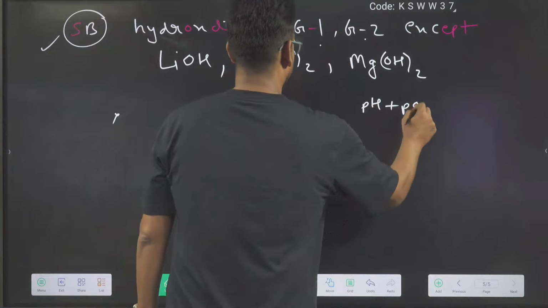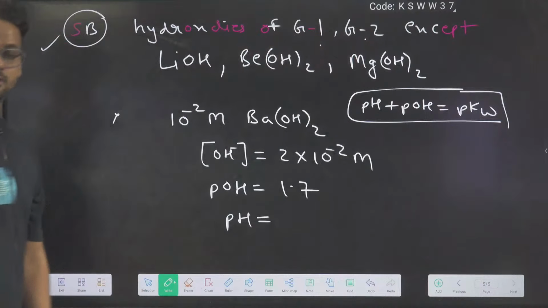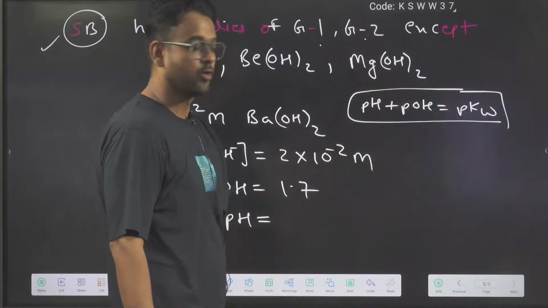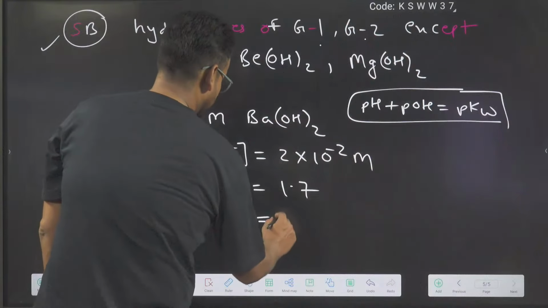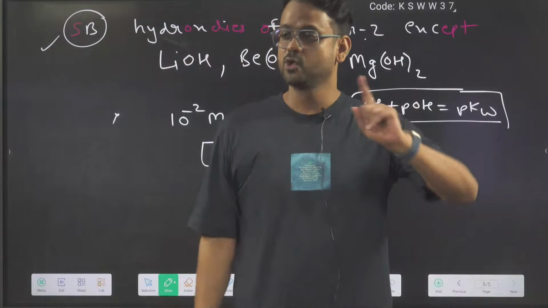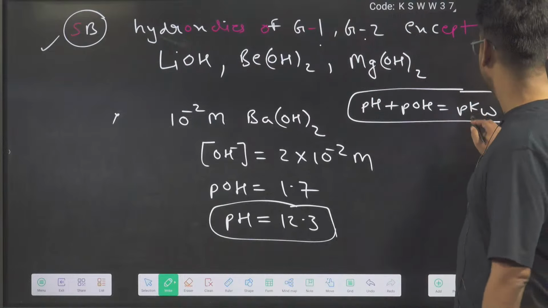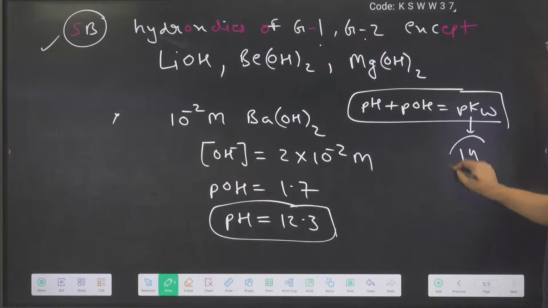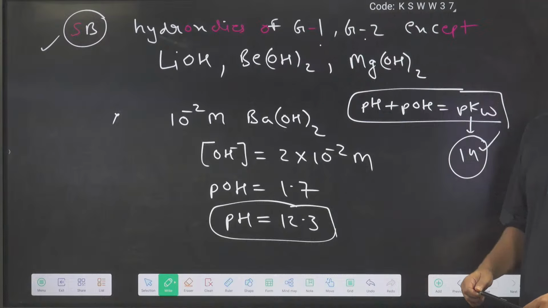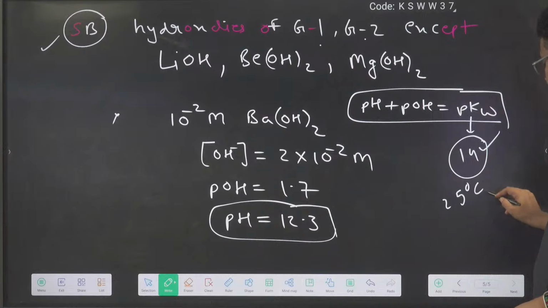pH plus pOH is equal to pKw for an aqueous solution. And at 25 degrees centigrade, pKw is 14. So your answer over here will be 12.3. This is how you will calculate for the strong base. First you will calculate the pOH and then you will subtract from 14 to get the pH. Normally we operate at 25 degrees centigrade, so this value is equal to 14. Is it okay, boys and girls? Everyone? This is 14 at 25 degrees centigrade.